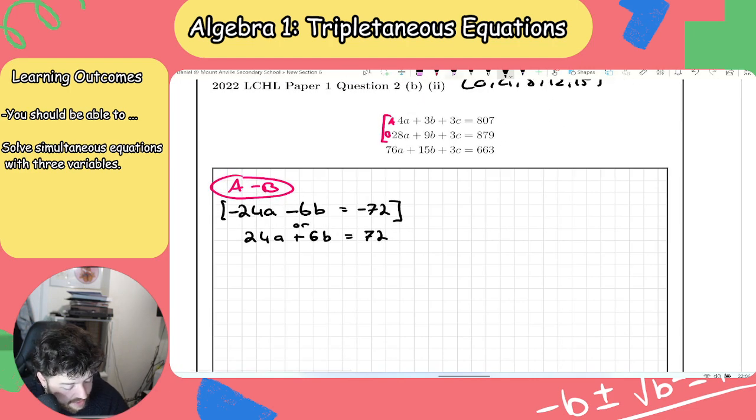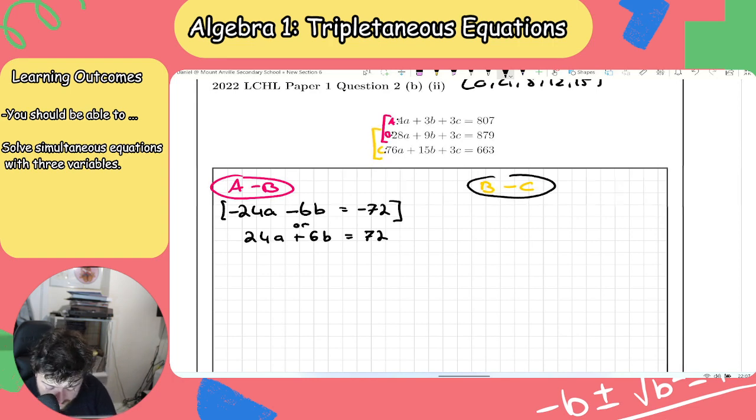Right, second lot here. I'm going to look at B and C. Again, I just need to take these away, so I want to cancel out my C's. So I'm going to do B minus C, as in my equation C. So 28 minus 76 will be minus 48A. 9 minus 15 is minus 6B. And then that's going to go to 0. And then you have 879 minus 663 is 216. And there's my second equation there.